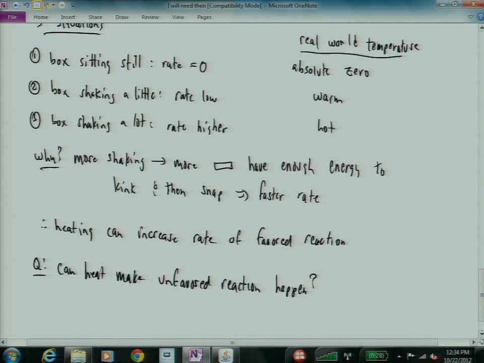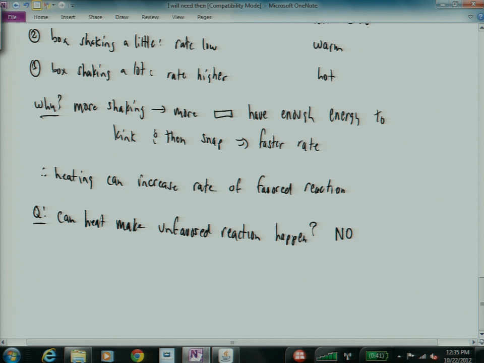Right? And so that's another really important thing. That's why favored and unfavored are a big deal. The answer is no. That is, heat energy is not useful here. More shaking will never make the coily ones go to be straightened out.